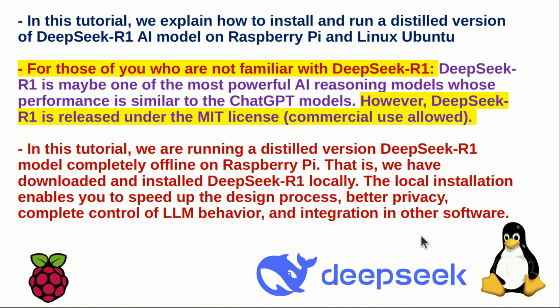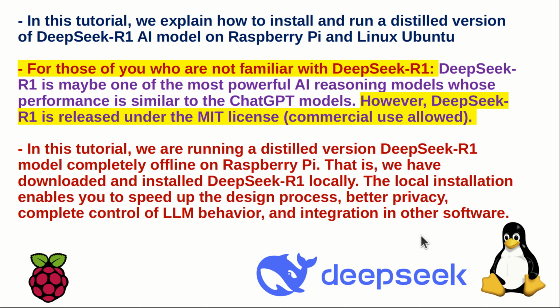In this tutorial, we explain how to install and run a distilled version of DeepSeek-R1 AI model on Raspberry Pi 5 and Linux Ubuntu. For those of you who are not familiar with DeepSeek-R1, DeepSeek-R1 is maybe one of the most powerful AI reasoning models whose performance is similar to the ChatGPT models. However, DeepSeek-R1 is released under the MIT license, which means that you can use it for commercial use and you can integrate it in the apps that you're developing.